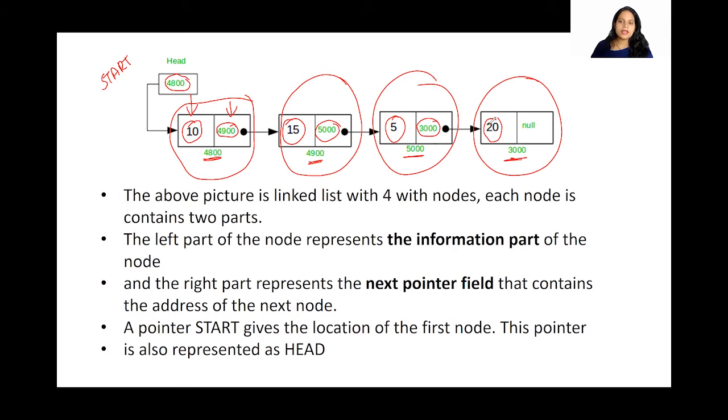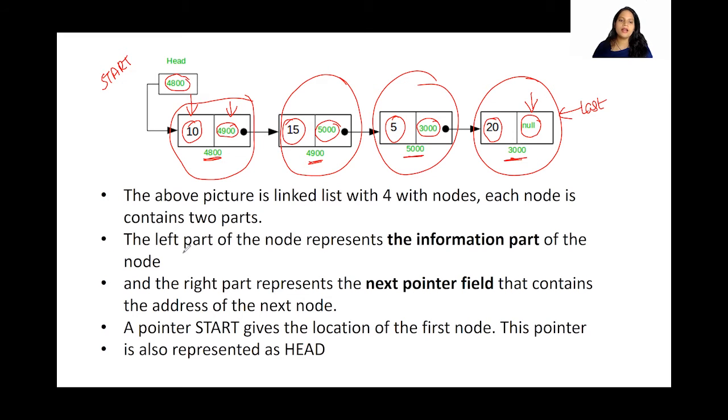This one has a data item 20, but in this case, see this carefully, the address part is null. So whenever we encounter null in the address part, this means that this particular node is the last node of this linked list. Clear? So see this, the above picture is a linked list with 4 nodes.